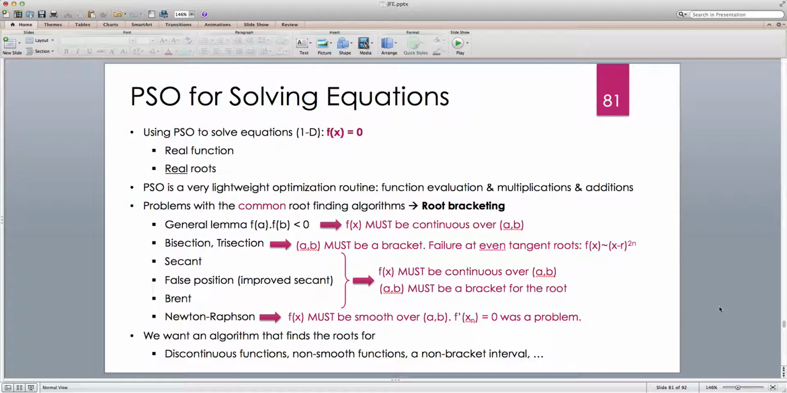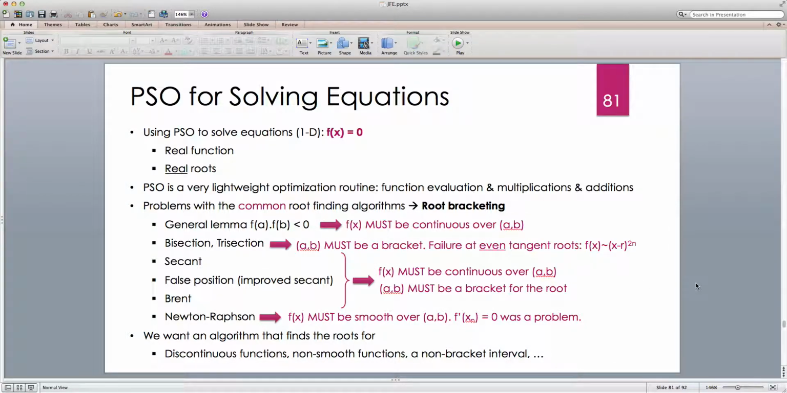Now what do we want? We want a root finding algorithm that is very simple, very elegant, and doesn't have all these problems. So we don't need to find the derivatives, we don't want to do that. We don't want the requirement of continuity, all right? And we don't even care about whether or not the initial search interval is a bracket or not. We don't care.